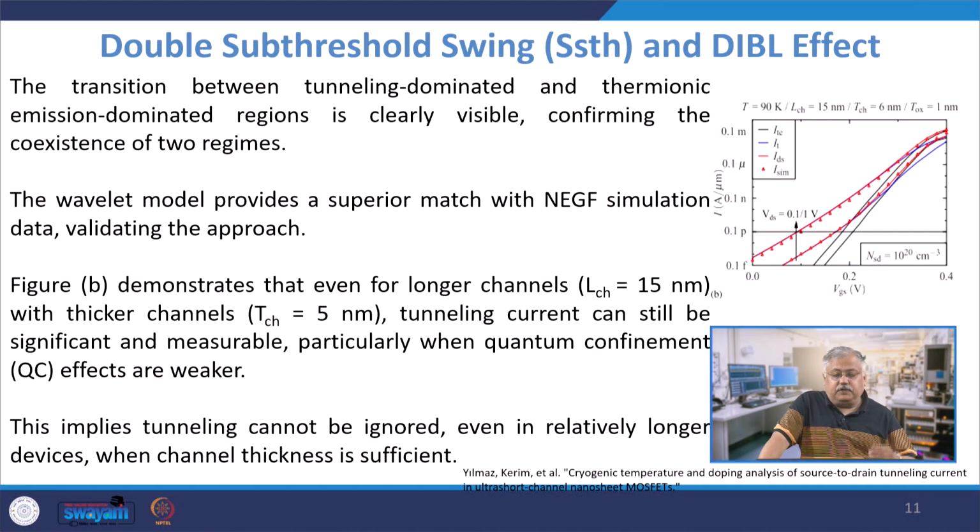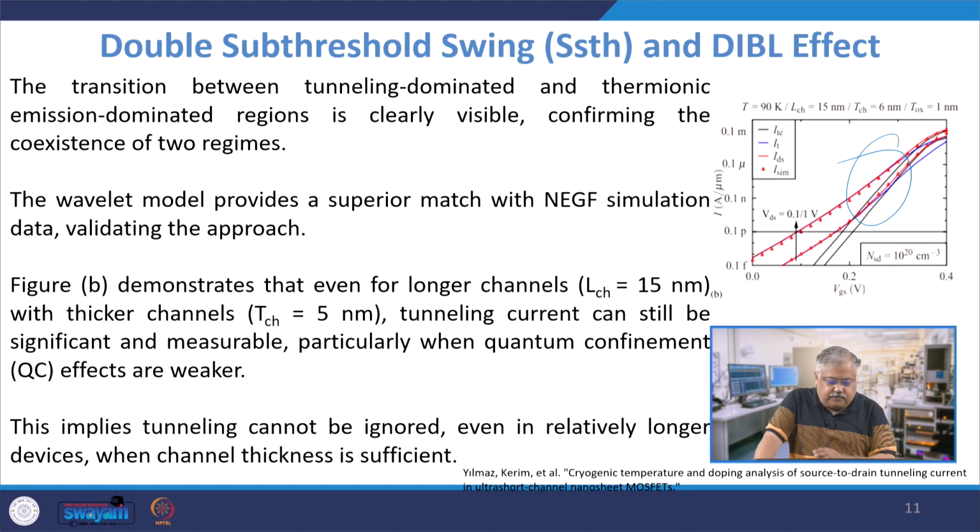Then the transition between the tunneling dominated and the thermionic emission dominated region is clearly visible, in this part, right? If you look very carefully, this is the part where it happens. And the wavelet approach is much better, where you self-consistently solve the Poisson equation and the Schrodinger wave equation. It is a superior match with NEGF simulations, and that validates the approach.